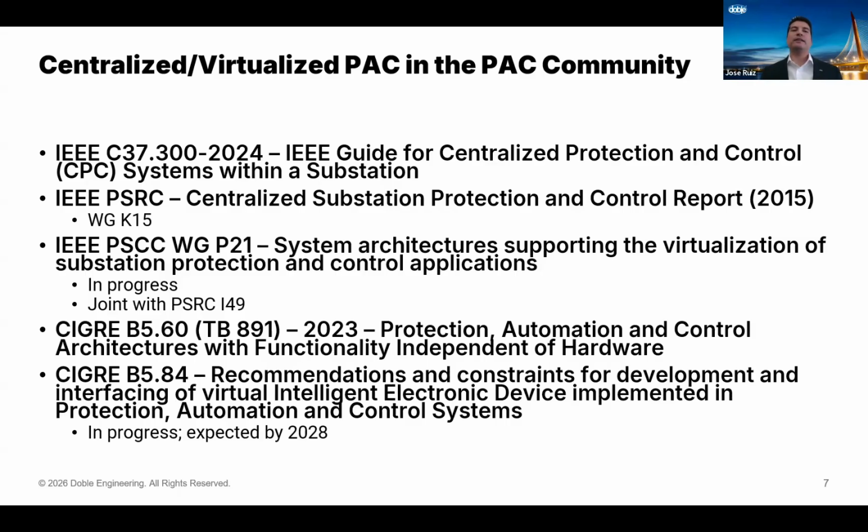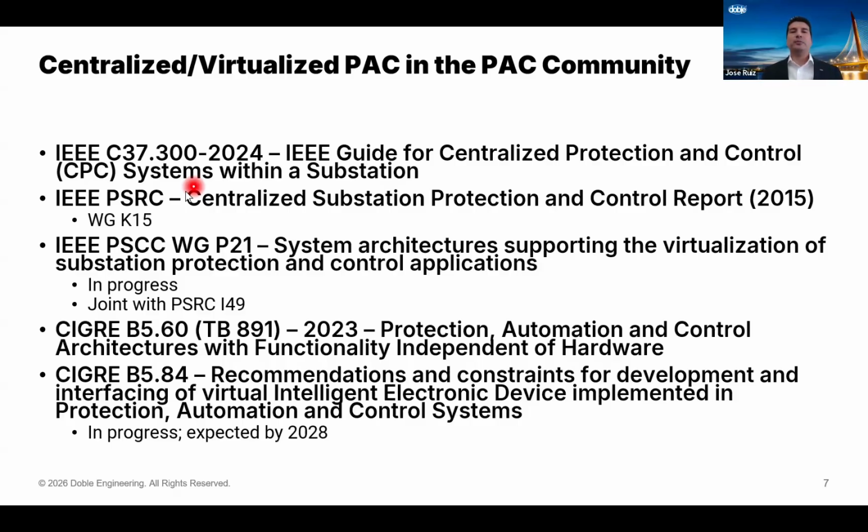What has been done so far from the standardization perspective? So starting with IEEE, the IEEE released in the last 2 years the C37.300 guide. This is a guide for centralized protection and control systems within a substation. So the guide shows multiple options for you to consider in a centralized protection approach, and also some analysis of advantages or disadvantages for each one of them. So it's a really good document for you to read. If you are interested, you can find it on IEEE Explorer.